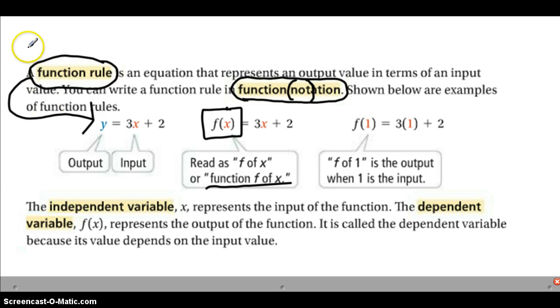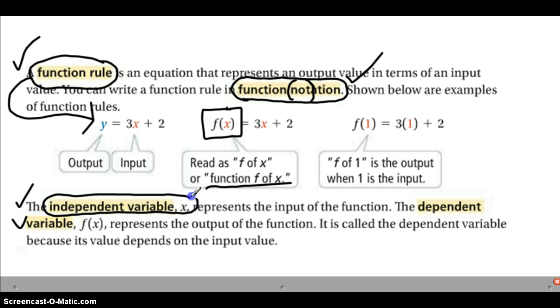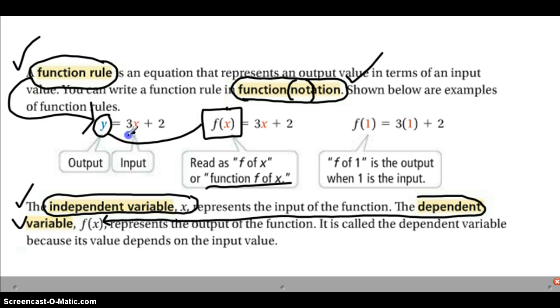A couple other vocabulary words similar to those are going to be independent variable and the dependent variable. The independent variable is going to be associated with x. The dependent variable is going to be associated with f of x. You will notice that y and f of x are really the same thing. This could be considered y, this could be considered f of x, as long as we know that this is a function.